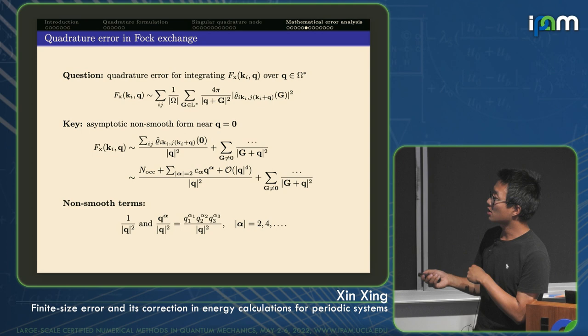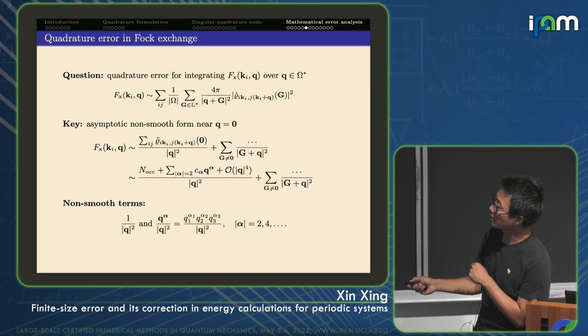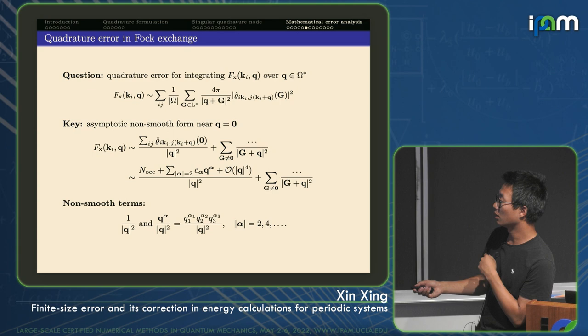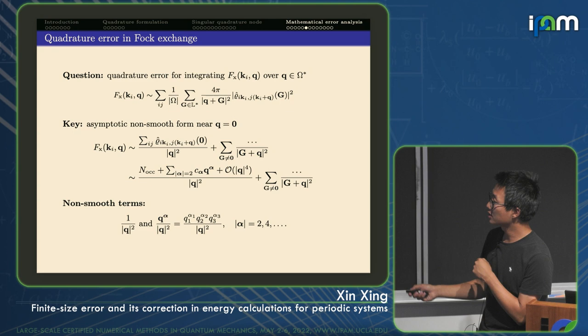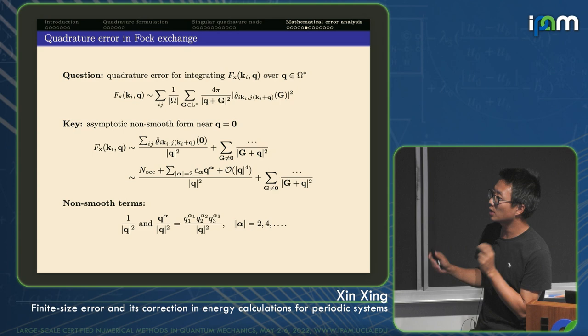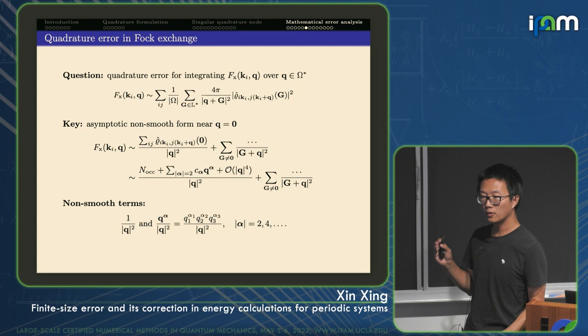Basically, this calculation says that your target integrand function behaves as 1 over q squared and some monomial of q divided by q squared, with the monomial degree alpha here being 2, 4, and so on. These are the asymptotic non-smooth behaviors of the calculation. Without showing you any technical details, what we do next is to obtain a theoretical estimate of the quadrature error for such periodic functions with these non-smoothness. And here is the main result we get.